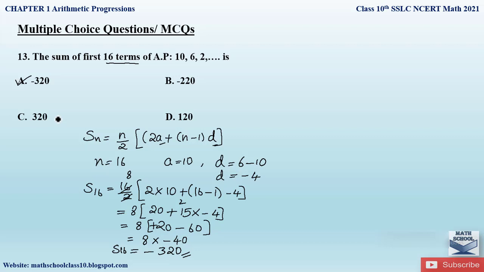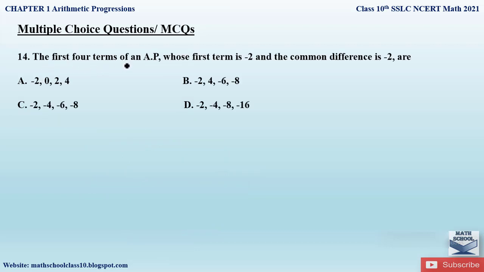So coming to the next question, the first 4 terms of an AP whose first term is minus 2 and common difference is minus 2. So we have to find out the first 4 terms of an AP whose first term, that is A, is given as minus 2 and common difference, that is D, is minus 2. Right? What is the general form of an AP?